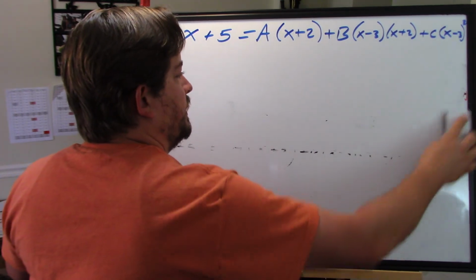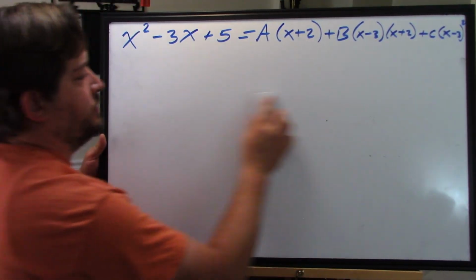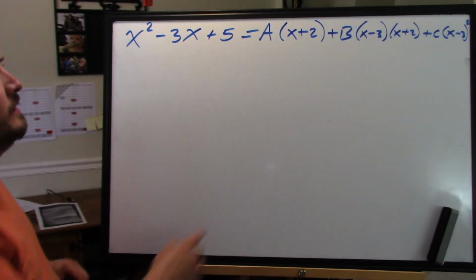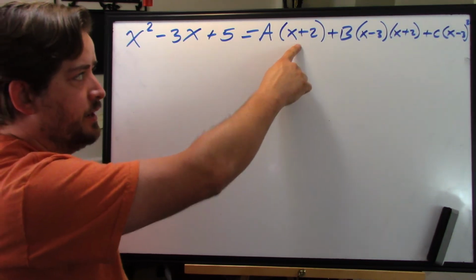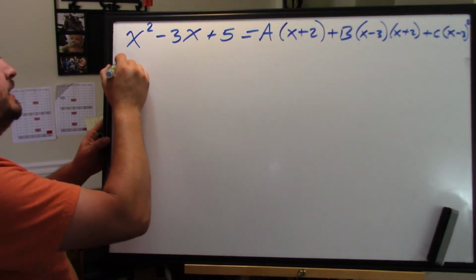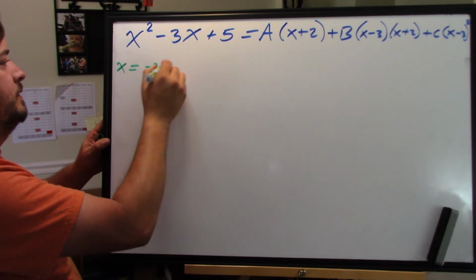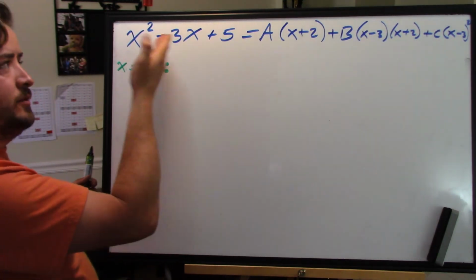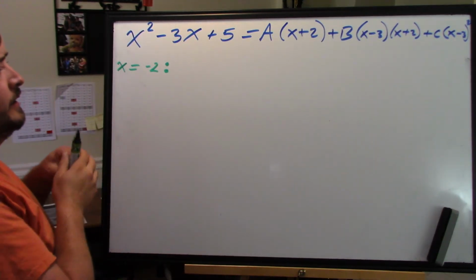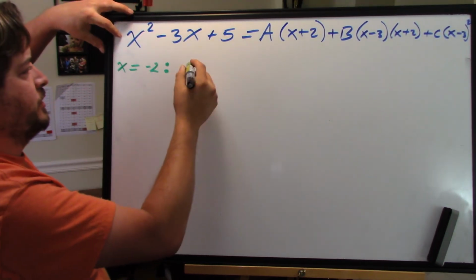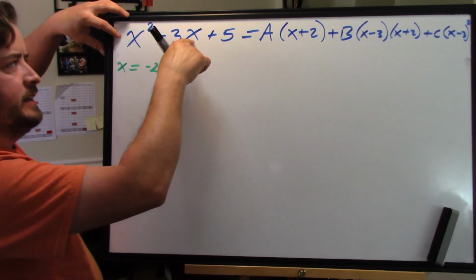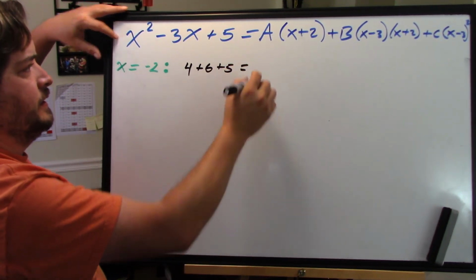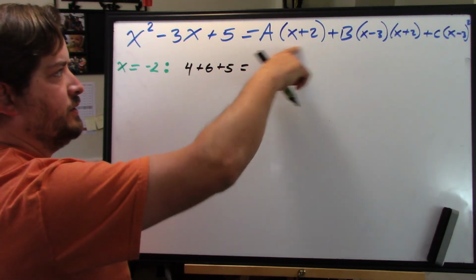Now again, I can use some convenient values of x here to figure out most of this problem. Let's do that. My convenient values here are the ones that give me zeros, so negative 2 is one of those. So if x is negative 2, then I plug in -2 for x on the left-hand side and the right-hand side. So -2 gets squared, so that's 4. -3 times -2 is +6. And then +5 is equal to, and here I have -2 plus 2 is 0, so it cancels that one out.